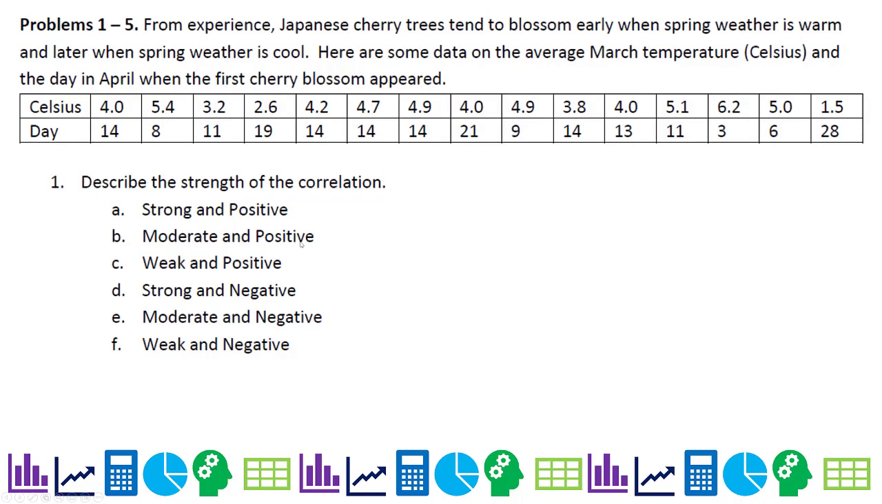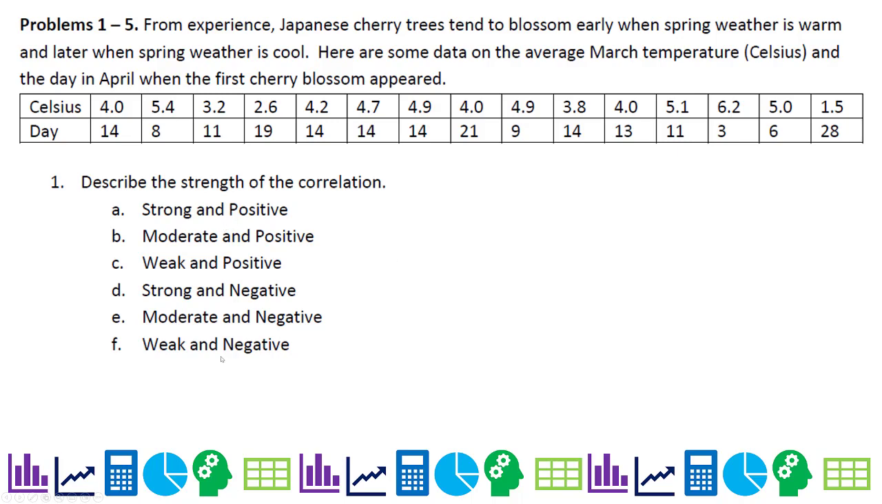From experience, Japanese cherry trees tend to blossom early when spring weather is warm and later when spring weather is cool. There are some data on the average March temperature, Celsius, and the day in April when the first cherry blossom appeared. So you've got all this data. There's the temperature, and there's the day of the first cherry blossom. We need to describe the strength of the correlation.